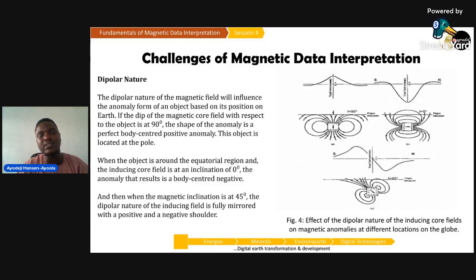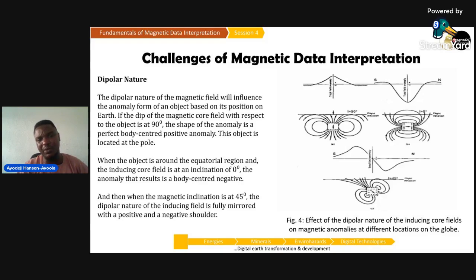To add to what has already been said about the necessity for applying the RTP filter, if you're located somewhere around Nigeria, it's actually advisable to use the reduction to equator filter, because reduction to pole, if applied to data collected around somewhere like Nigeria, a lot of noise will be introduced into that data.